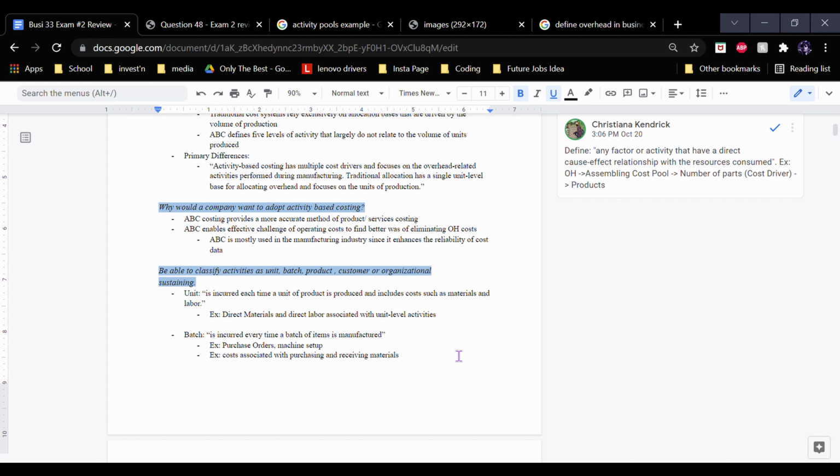Third question, be able to classify activities as unit, batch, product, customer, or organizational sustaining. So unit, easy peasy, is incurred each time a unit of a product is produced and includes costs such as materials and labor. Includes direct materials and direct labor because it is the unit, it is the product itself.